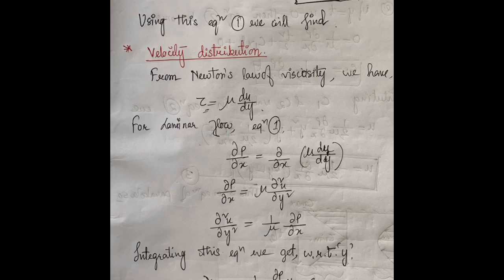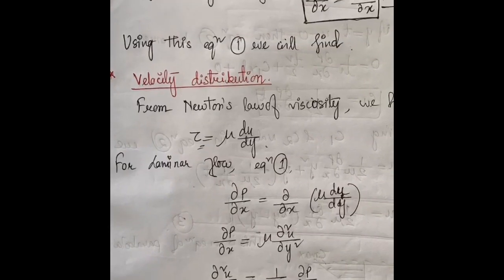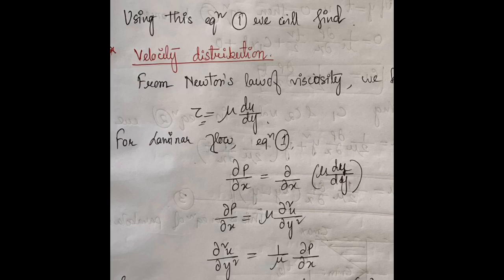If you differentiate, then you can get del p by del x equal to mu del square u by del y square. After further differentiating, you will get del square u by del y square equal to 1 by mu del p by del x.